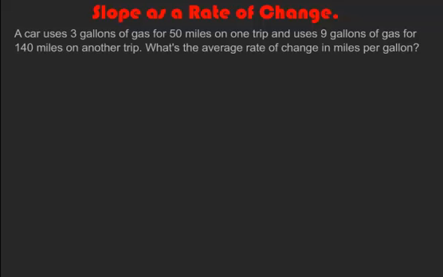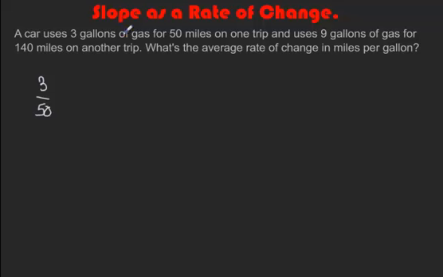On the last part of the unit on slope, we're going to cover slope as a rate of change. There's going to be a couple of word problems. We're going to do 2 in this video. So here we got a car that uses 3 gallons of gas for 50 miles. And I think when anybody reads that, they're probably going to go something like 3 divided by 50.